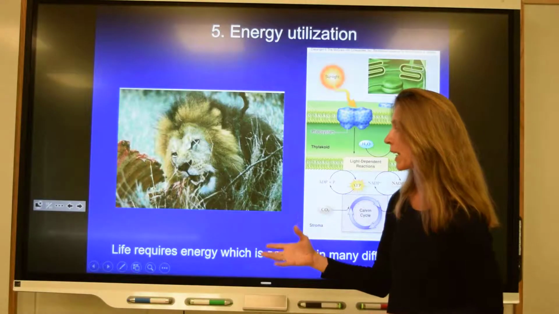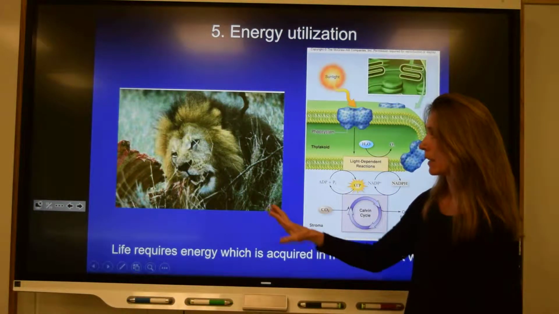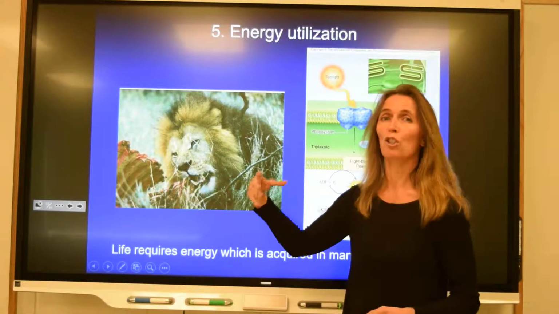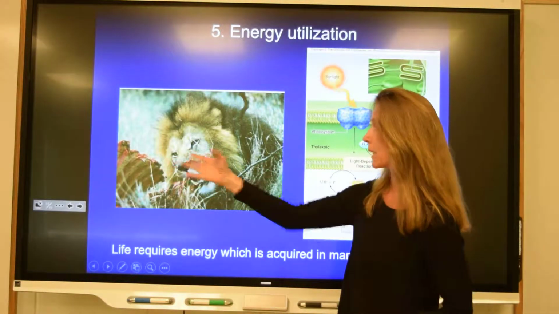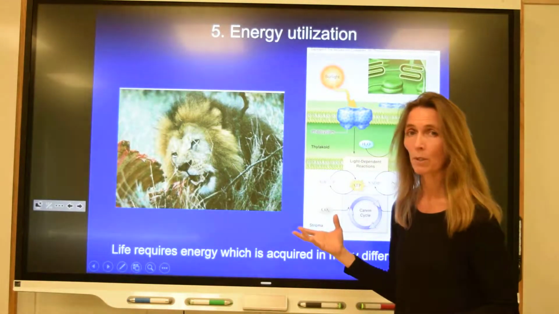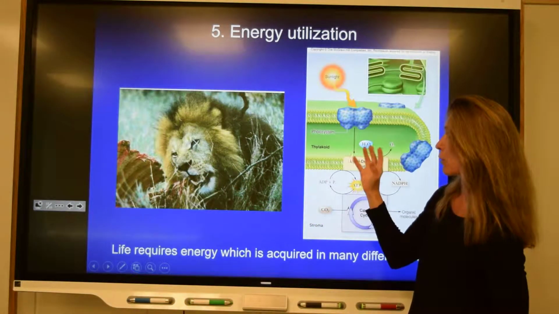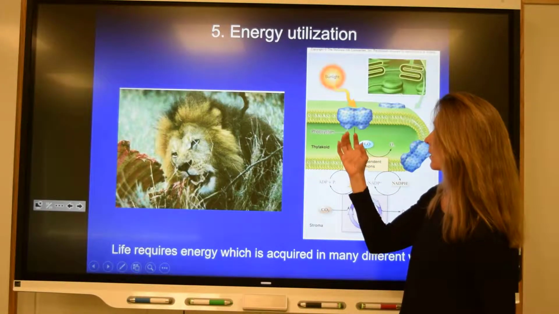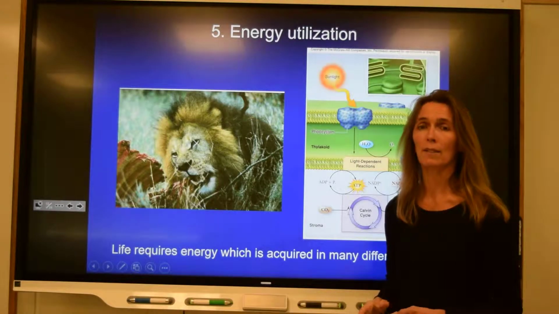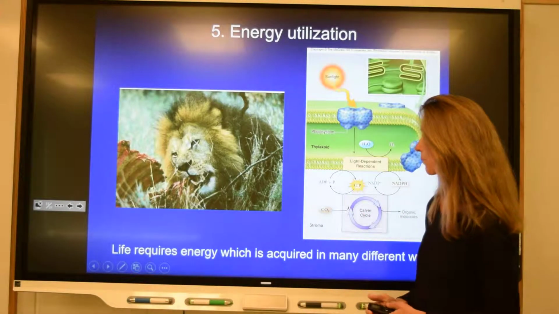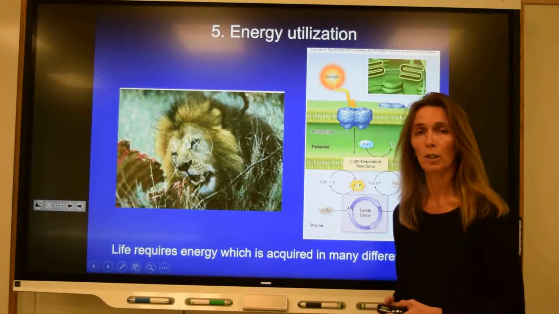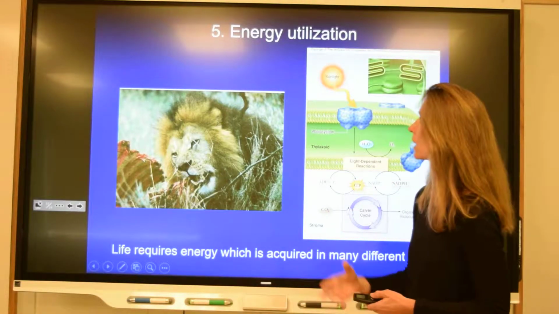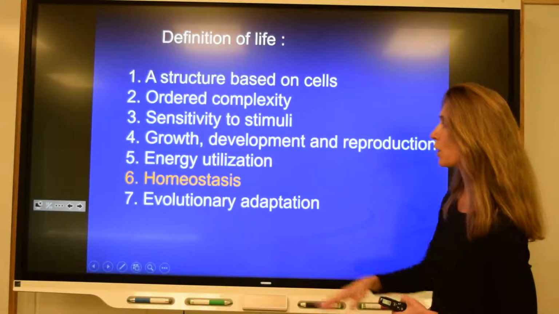And depending on what kind of organism it is, organisms can take that up through ingesting energy-rich food sources such as meat or grass, plant material, or in the case of photosynthetically active plants, they can utilize the energy in sunlight and produce energy-rich organic bonds that they can utilize in order to grow. So energy utilization is another one.